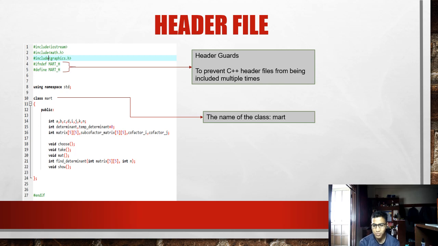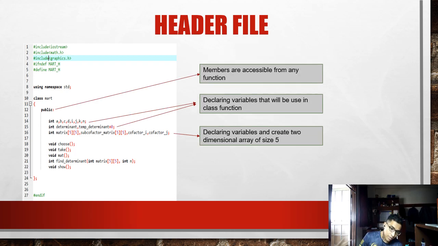Using namespace std is used if you want to use cout and cin, if you want input data and output data. So let's start class Mart, the name of my class. Then public. I declare public so members are accessible from any function.